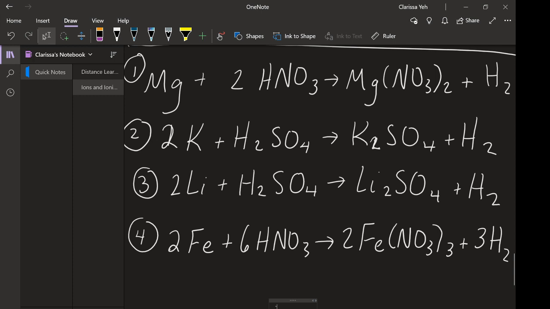So I've written the charges in the chat for you guys to be able to see. The charge on hydrogen, H plus, is 1 plus. The charge on NO3 is 1 minus. The charge on SO4 is 2 minus. Everything else you can find on the periodic table linked in the chat because they are in groups.